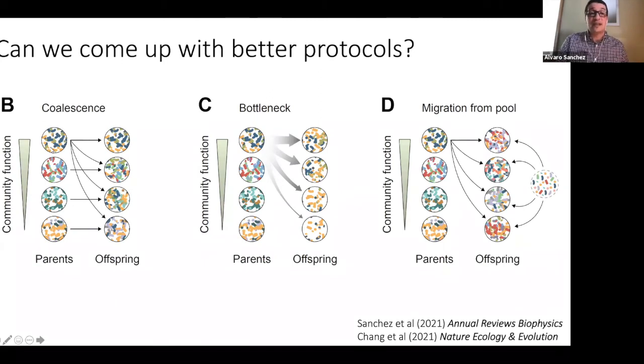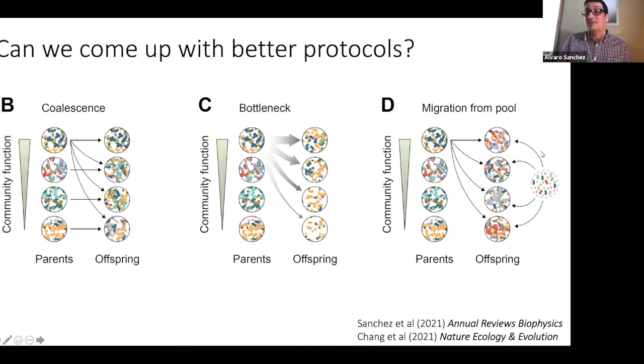You could, for instance, take the community that has the highest function and mix it with all of the other communities, right? This is called community coalescence. You could just apply a very strong bottleneck, which is something that people have done, by the way, without even calling it artificial selection or anything like that. You could set up an enrichment community, apply a series of large bottlenecks, and keep whatever community does best, right? That has been found to work.